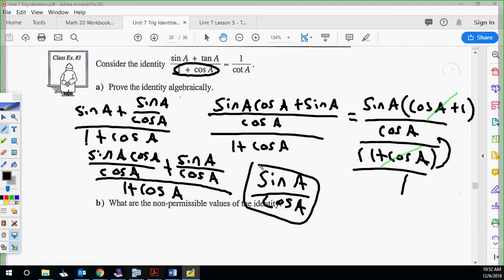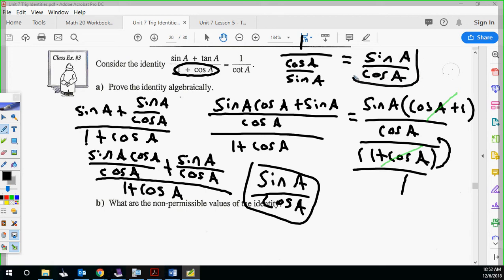That's our left side. The right side would be very quick. Left side is the more difficult one. The right side is 1 over cos A sine A, which means it's really sine A cos A. So sine A over cos A, sine A over cos A.